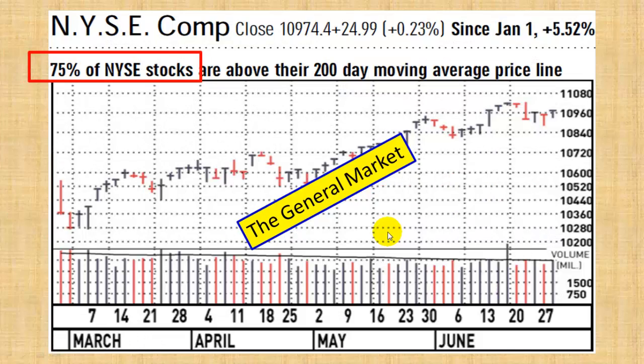Another feature in the paper that we can look at to get a better idea of how the general market is doing is the NYSE Composite. We want to see how many stocks are above their 200-day moving average. In this example, 75% of stocks on the NYSE are above their 200-day moving average price line.